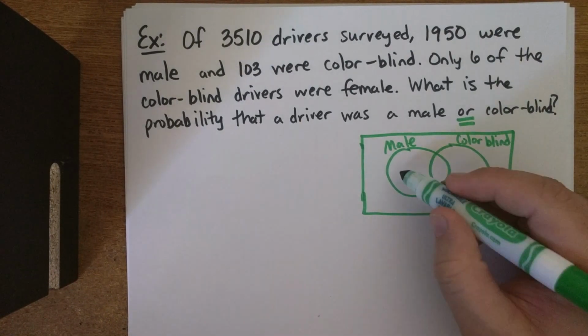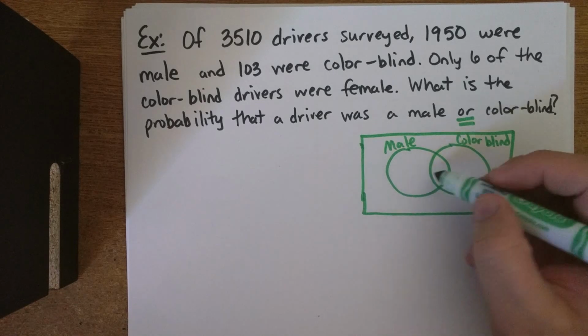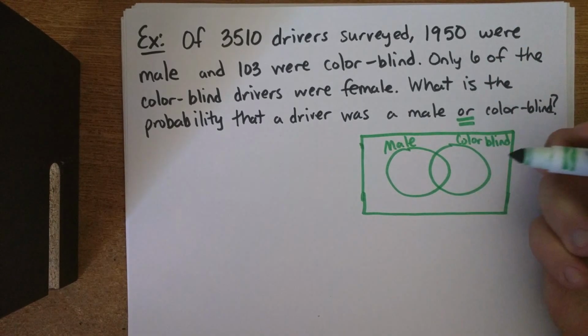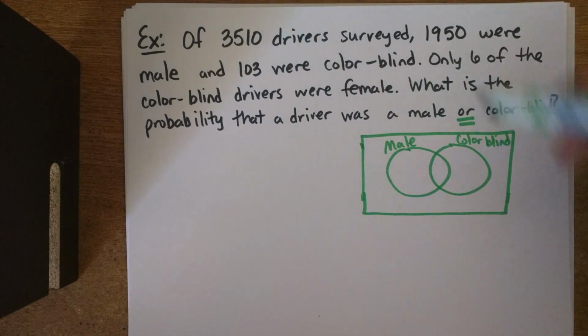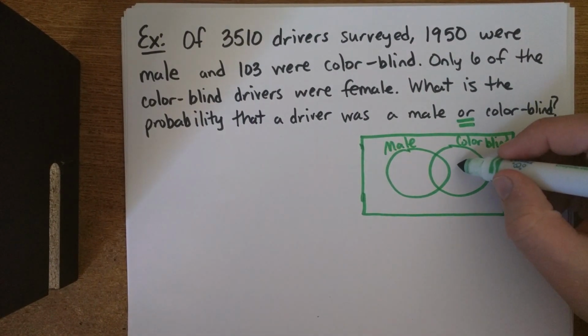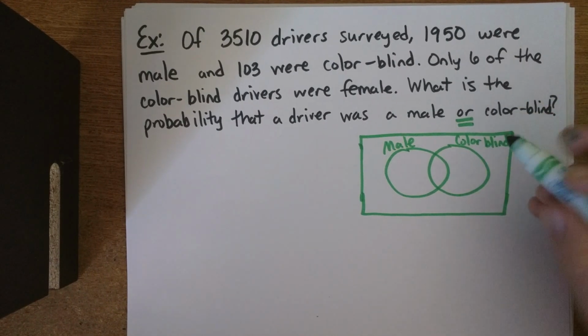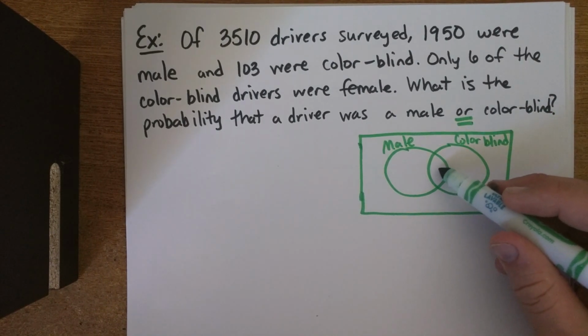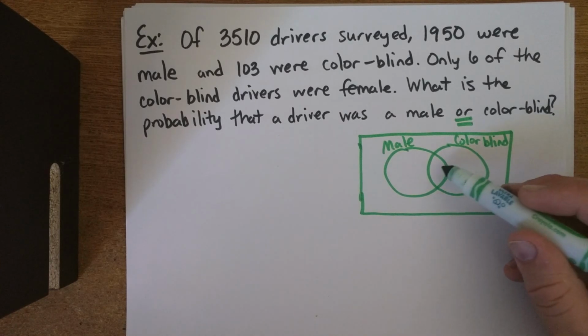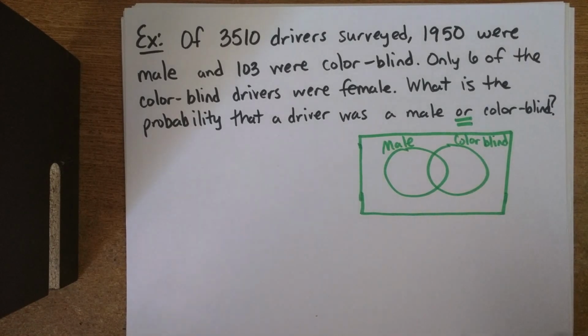Anyways, now all the males, which there's 1,950, would go in this circle. But I'm not going to put 1,950 right here because some of those 1,950 go in the intersection of the two. Same thing with the 103. 103 would take up this whole circle, but I'm not going to write 103 right here because some of those are going to go in the intersection. Some of the colorblind people are male also, but some of them are not male.